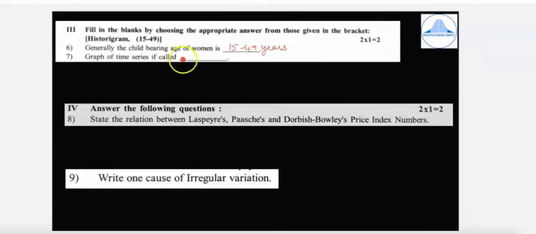And the graph of the time series is called as the historygram. So please be careful with the spelling. It is not histogram, but it is historygram.